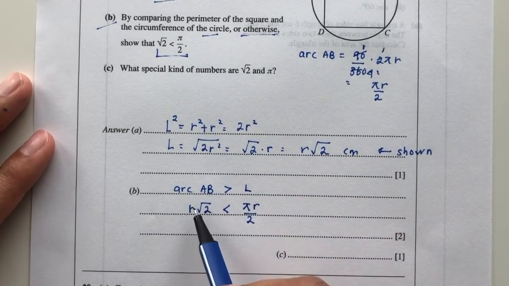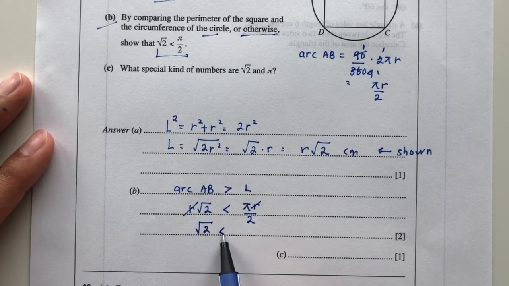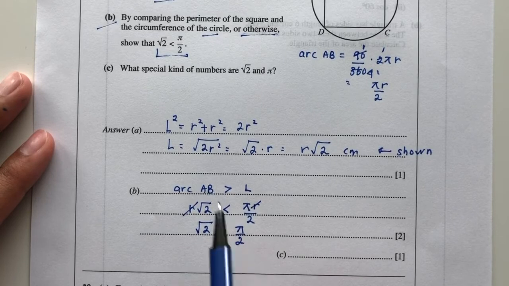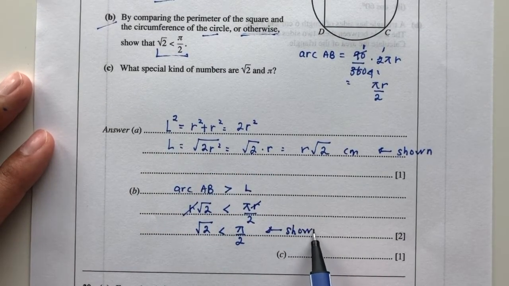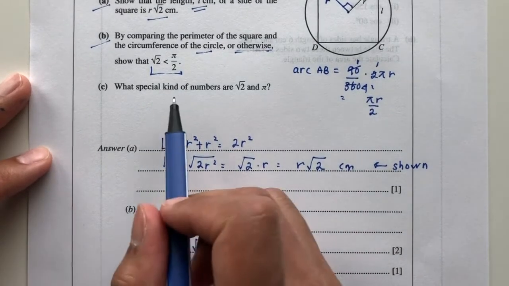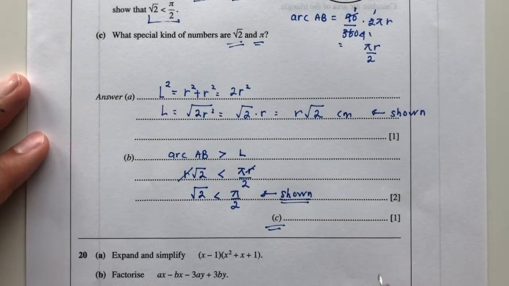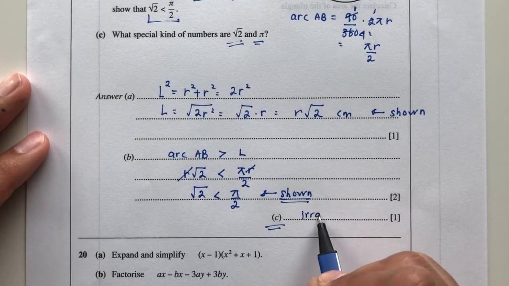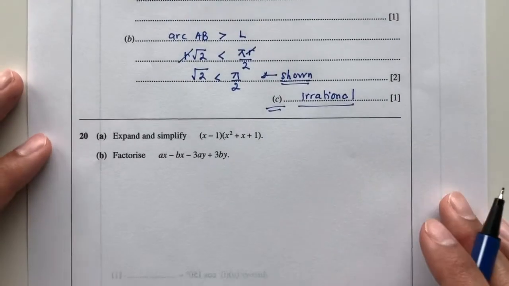Now if you want to get rid of r, both sides goes away. So we have this one right here, so shown as required. Now for part C, pretty easy. What special kind of numbers is square root of 2 and pi? They are irrational numbers. Okay, that is question 19.